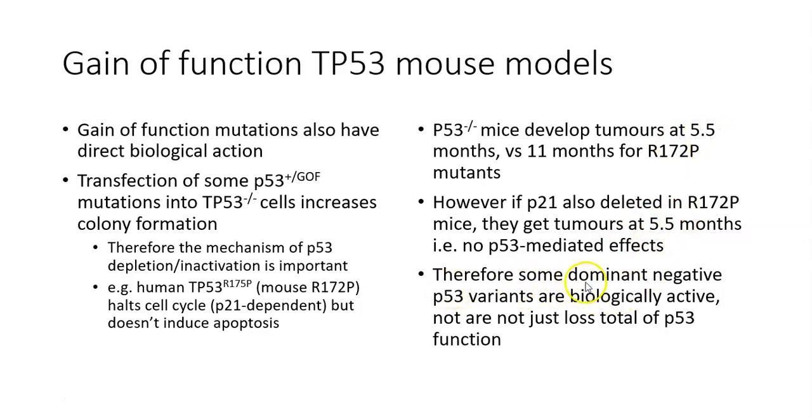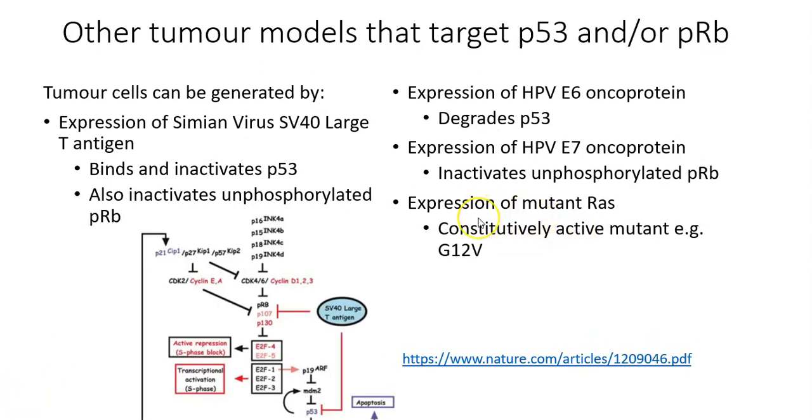So this confirms that some of the dominant negative p53 variants have some p53 biological activity, and it's not just total loss of p53 function. Now, if we want to have mouse models that have p53 removed or inactivated to study, to induce tumour formation, we can do that by having transgenic mice that have been bred to have no p53. But we can also do other things.